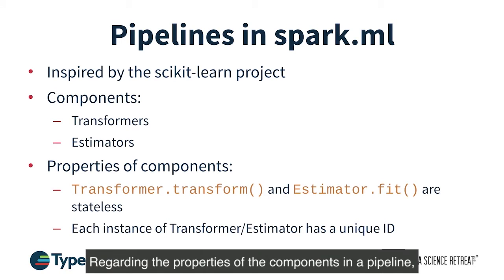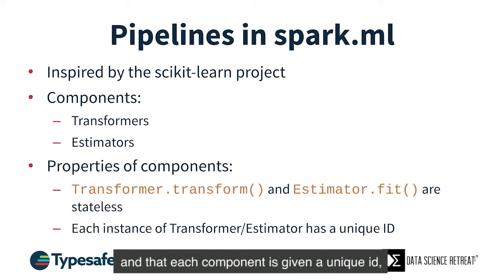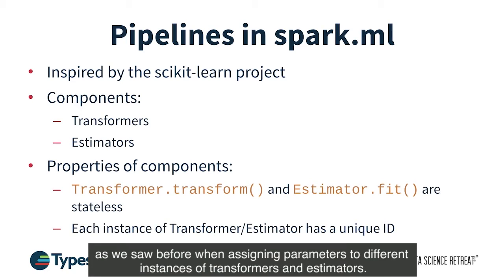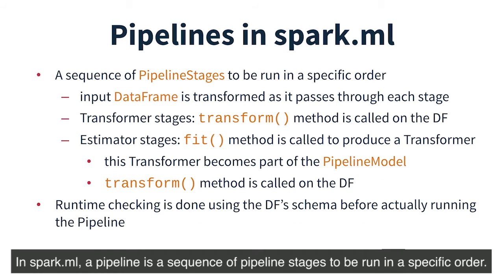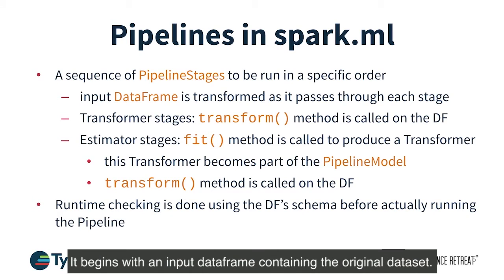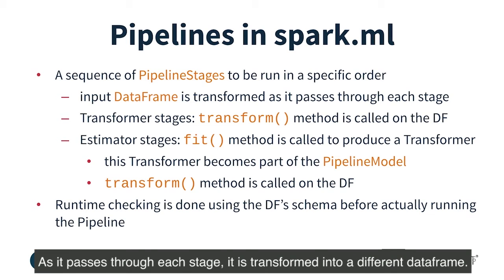Regarding the properties of the components in a pipeline, notice that both transform and fit methods are stateless, and that each component is given a unique ID, as we saw before when assigning parameters to different instances of transformers and estimators. In Spark ML, a pipeline is a sequence of pipeline stages to be run in a specific order. It begins with an input data frame containing the original data set. As it passes through each stage, it is transformed into a different data frame.